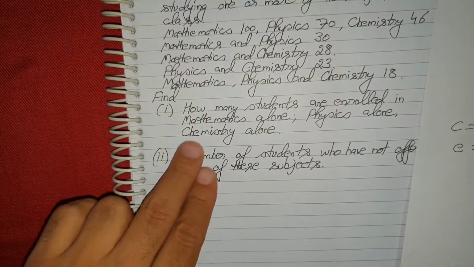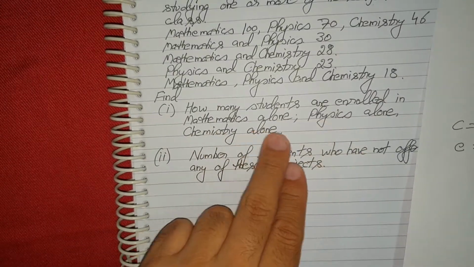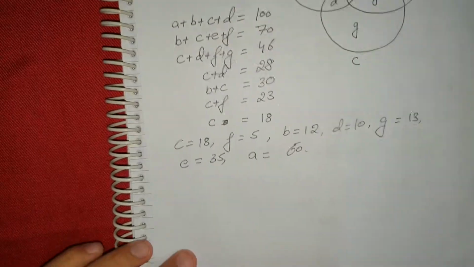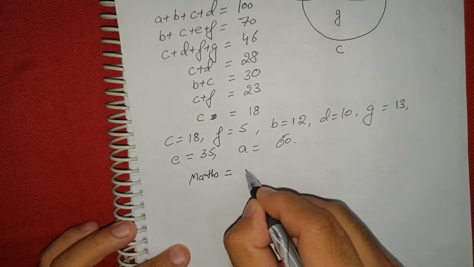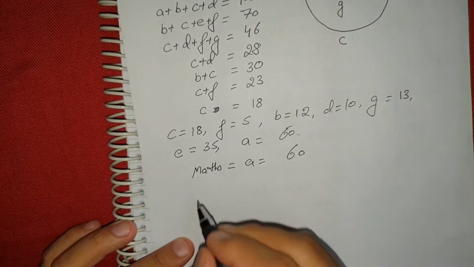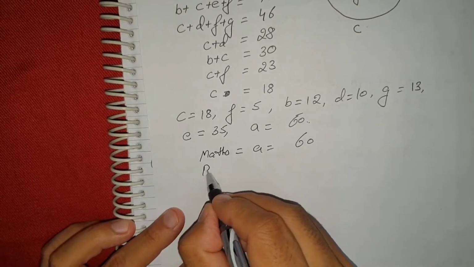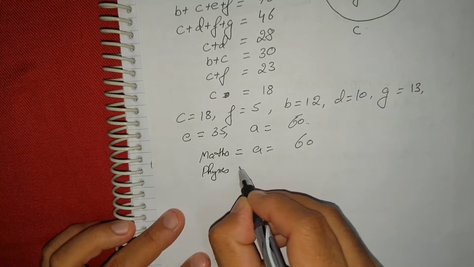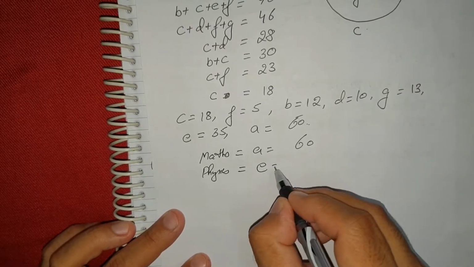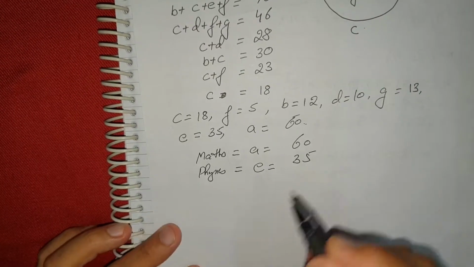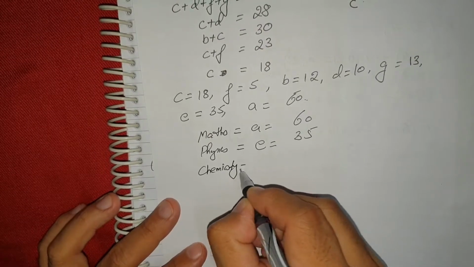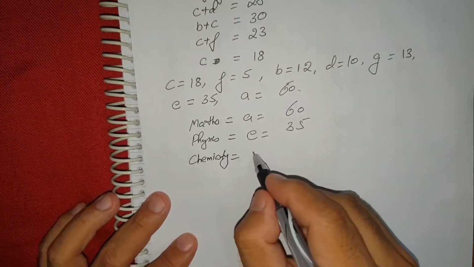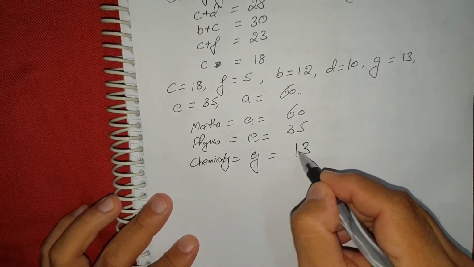Now the question: how many students are enrolled in mathematics alone, physics alone, and chemistry alone? Mathematics alone is A, which is 60. Physics alone is E, which is 35. Chemistry alone is G, which is 13.